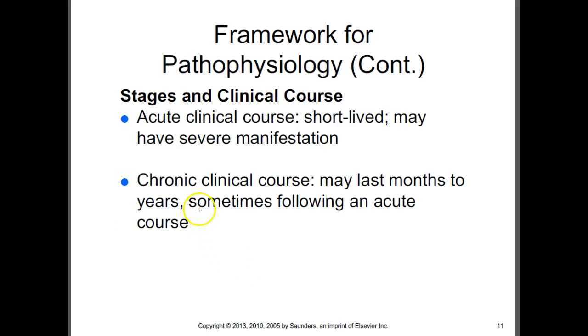Then you can have a chronic clinical course, which may last months to years. So in your initial herpes infection, very much similar to a flu virus, you get a high fever, but then you probably will never get that again. The only manifestations you will see after that in the chronic phase might be a cold sore. Okay. So acute might be short-lived, but can have a severe manifestation.